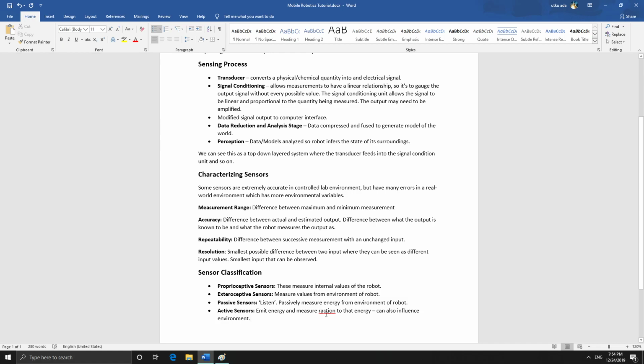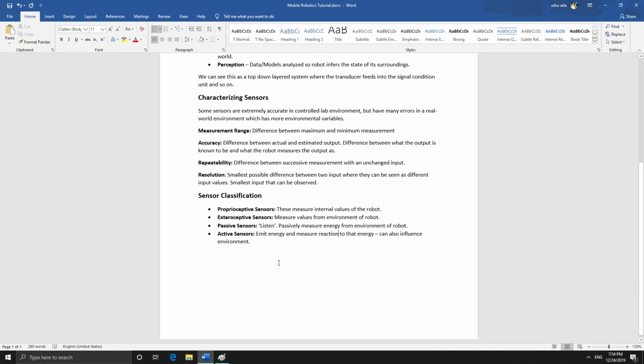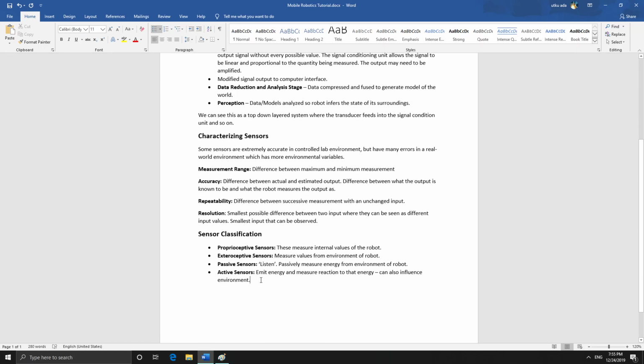So active sensors, for instance, might send out a wave and then measure the reflection of that wave, maybe to measure distance or to see where an object is, model the shape of an object, and so on and so forth. Passive sensors might measure the temperature of the environment or something like that, where all the sensor would need is an input of temperature. So I think that's enough for now.